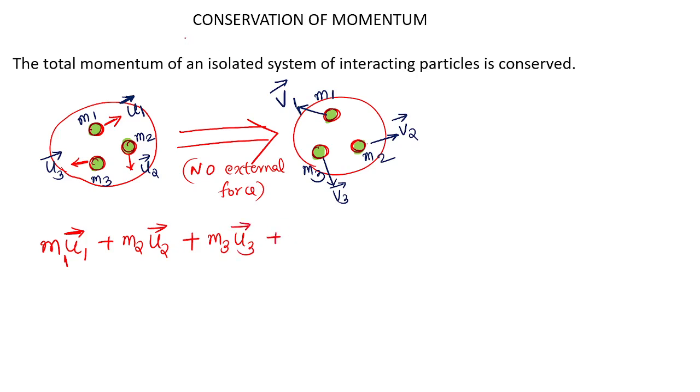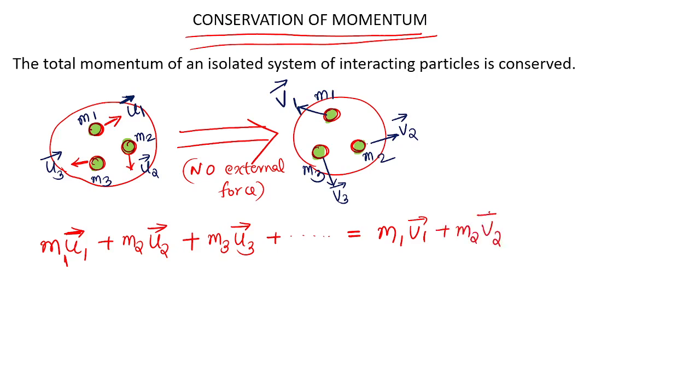In the exam, if they ask you to define conservation of momentum, you have to write the sentence and write this equation. Then you will get full marks. The law of conservation of momentum says that the total initial momentum, m1 u1 plus m2 u2 plus m3 u3, etc., is equal to the total final momentum, m1 v1 plus m2 v2 plus m3 v3, etc.